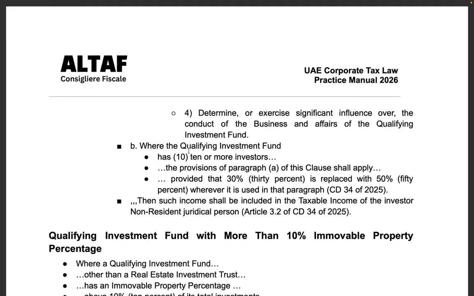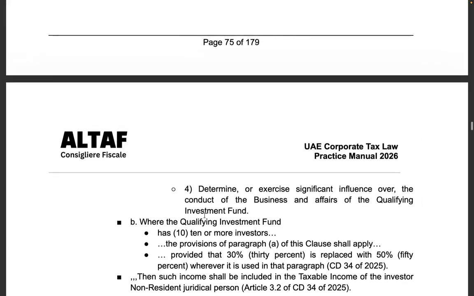Why? Because here the number of investors has increased. Previously, it was a smaller play. Here, it is a big play. And the bigger play means that the level of control should also be higher. 50% or more should be controlled by one investor with its related parties together, then such income shall be included in the taxable income of the investor, the non-resident juridical person. So whatever income we earn, that will be included in the taxable income of that investor.